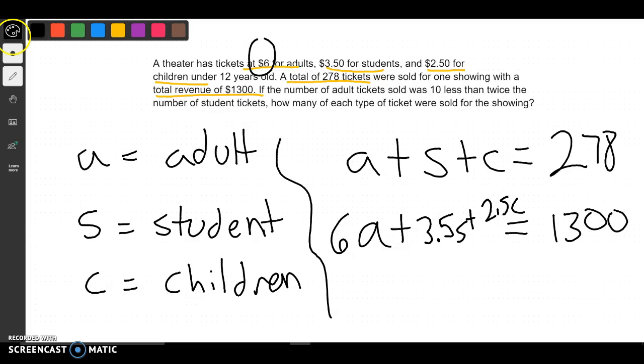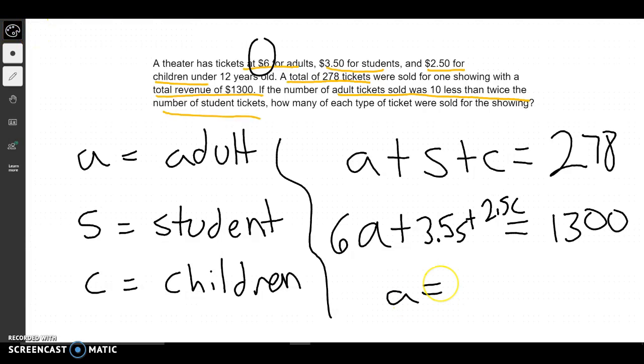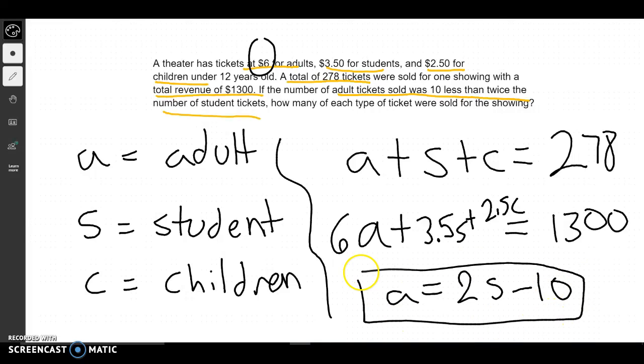Then my last sentence that gives me information is the number of adult tickets was 10 less than twice the number of student tickets. Well, the number of adult tickets was twice the number of student tickets, and it was 10 less.